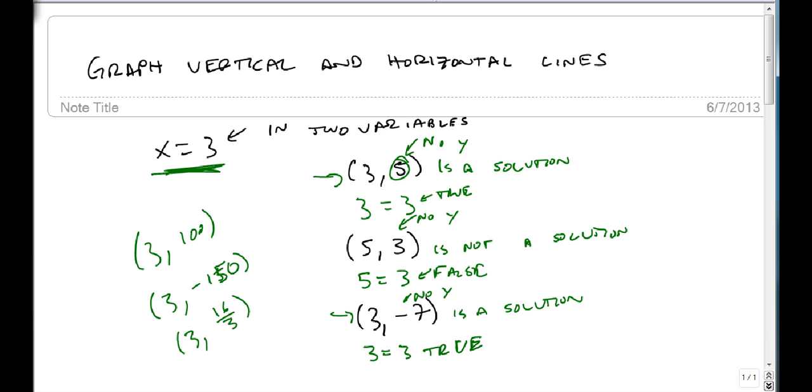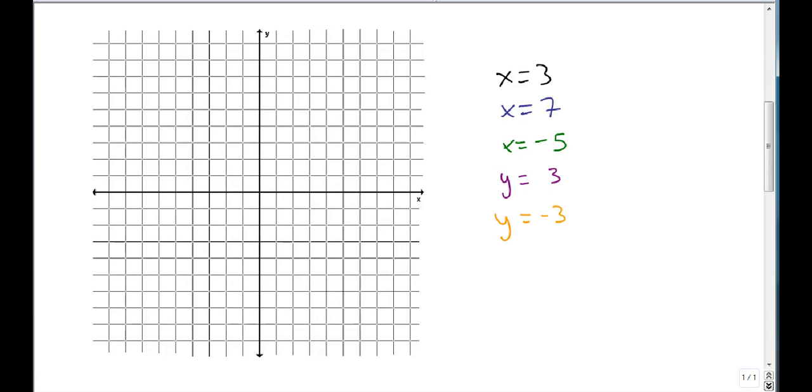So let's just graph a few of these. We've already got our x equals 3, and remember we had a point at (3, 5) and (3, -7). 1, 2, 3, 4, 5, 6, 7. If I connect these dots, and I just follow this line right here, I have a perfectly vertical line, because no matter what y is, x is 3, so this is vertical.